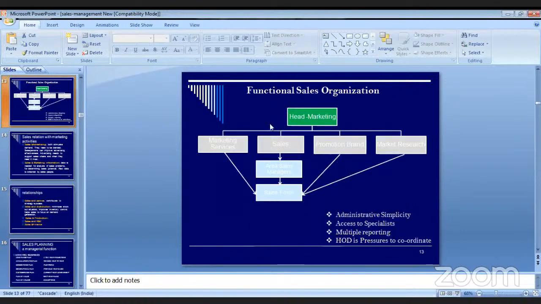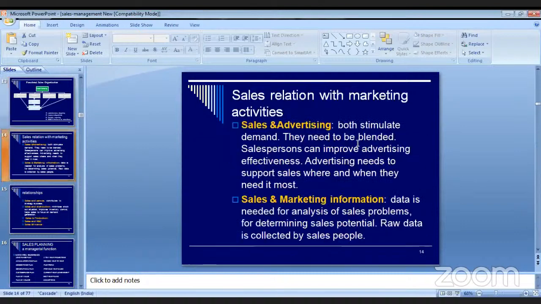See, the head, it is a marketing organization: sales, promotion, marketing research. It is not clearly visible. So marketing, service, sales, functional, brand. So different departments are there, and accordingly you are making marketing activity. So see, next we come to sales activity. What are the activities they are making? The different relationships with marketing activity, sales and marketing.